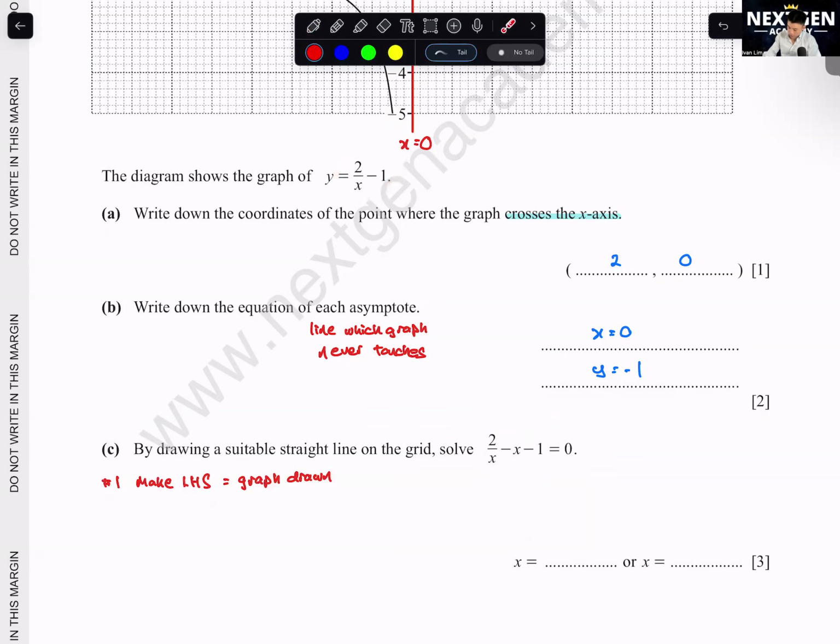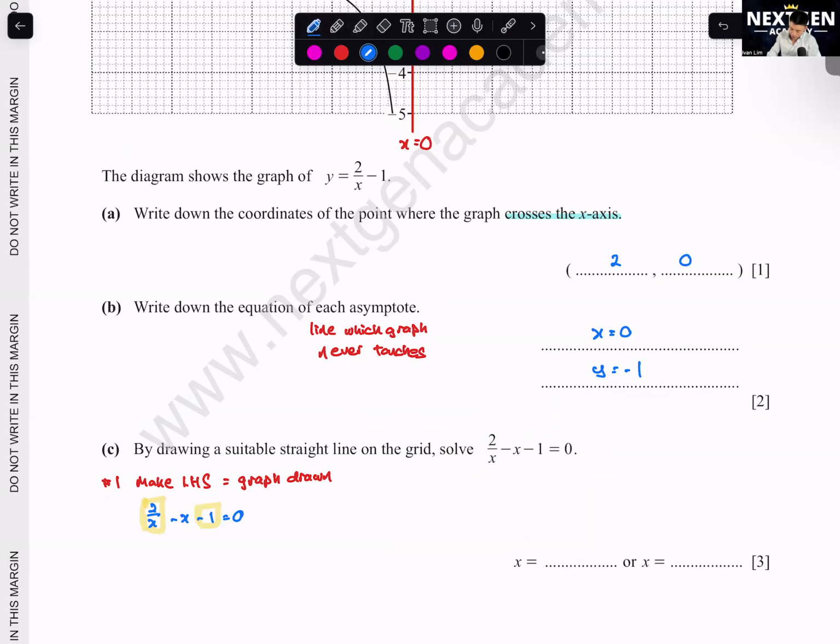2 over x minus 1, right? Okay, so the rest of the terms, you bring it to the right-hand side. So for this question, you see 2 over x minus 1 equals to 0. We only want this. Sometimes it might be +2, +3. You just go and plus or minus the value. It will normally be plus or minus and won't be a times or divide.